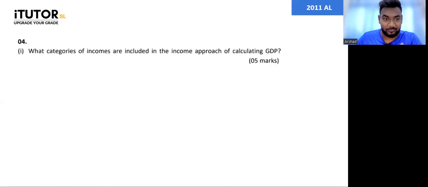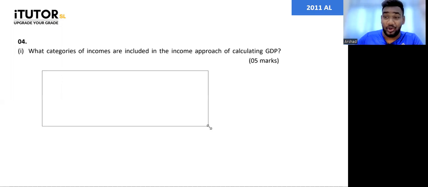Okay. This is the question. What are the categories of income? What categories of incomes are included in the income approach of calculating GDP?